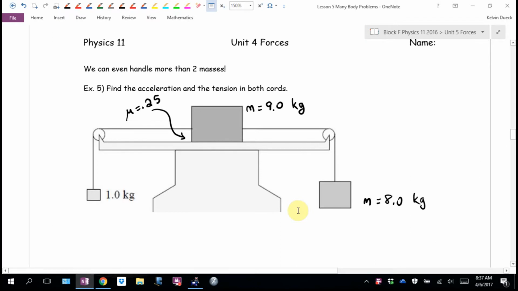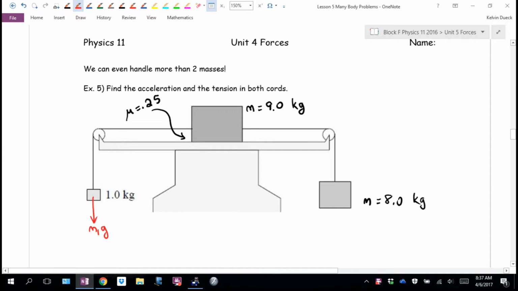Good to go? We can even handle if there's more than one mass. I'm going to start on the very left-hand side. So on this 1 kilogram mass, what are the forces acting on it? Get the obvious one. Is there more than one mass in this question? So instead of writing mg, I'm going to call this one m1g, pointing down.